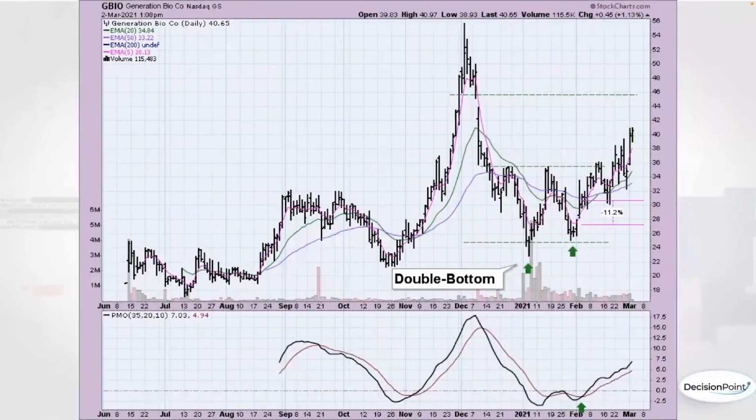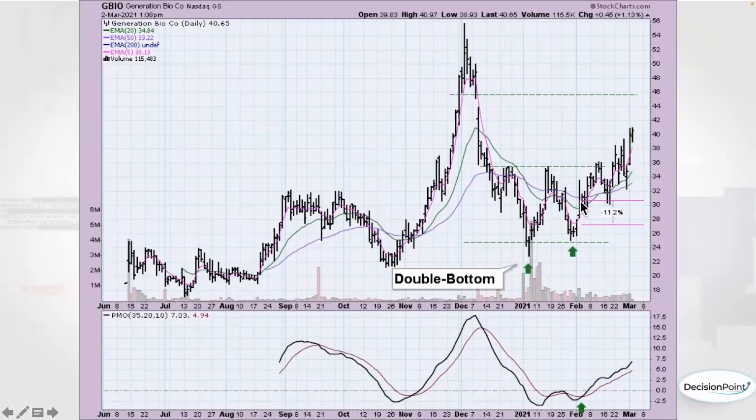So here are a couple more examples. We have a double bottom. We had the confirmation line. The minimum upside target is way up here. So that's where I would put my target if I were buying into this G bio at this time. So we get the breakout. We expect it to go here.